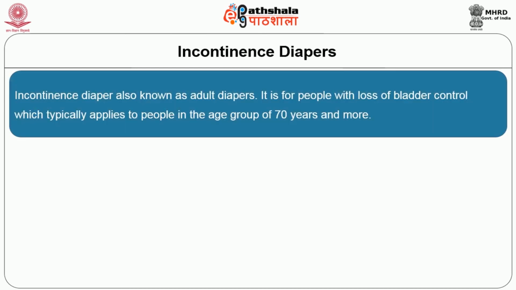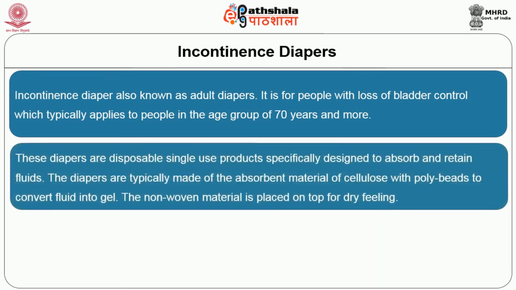Next, we shall be seeing about incontinence diapers. These are used by adults who are between the age of 70 and above. These diapers are disposable, single use products specifically designed to absorb and retain liquid. The diaper is typically made of absorbent materials of cellulose with polybias to convert liquid into gels.